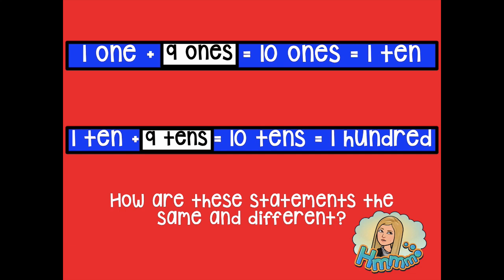So when I look at both of these, I say, oh, well, both have 1 plus 9, right? 1 one plus 9 ones, 1 ten plus 9 tens. So the only thing that changes is if it's tens or ones. So the top example, we were adding ones. The bottom example, we were adding tens. So they both make a group of 10. And when you add 10 ones, you make a 10. And when you add 10 tens, you make 100. So it's back to that rule. We need 10 of one unit to make the next unit.